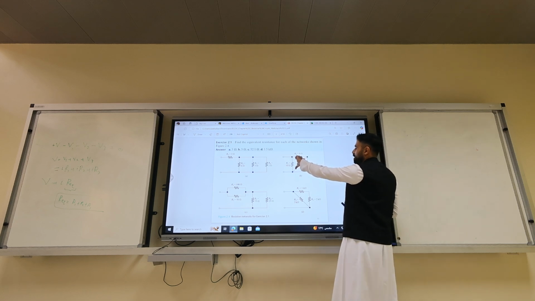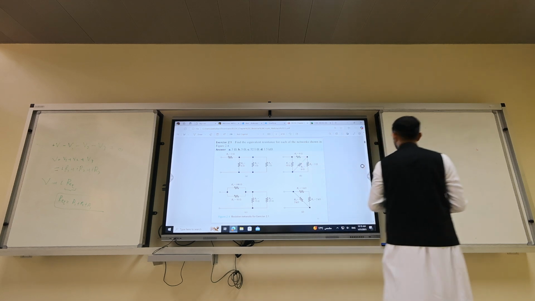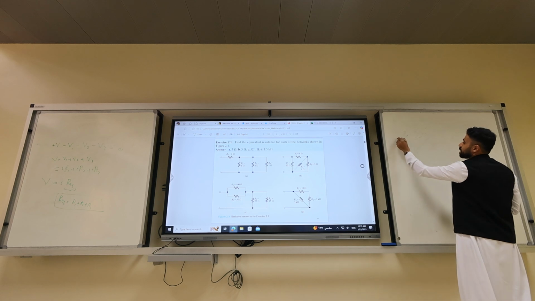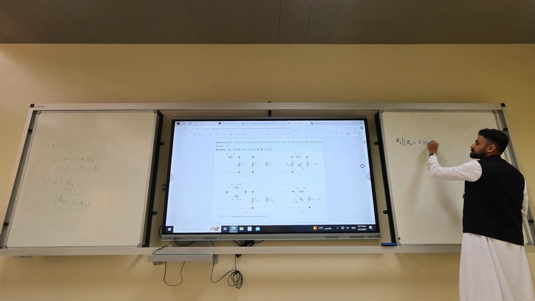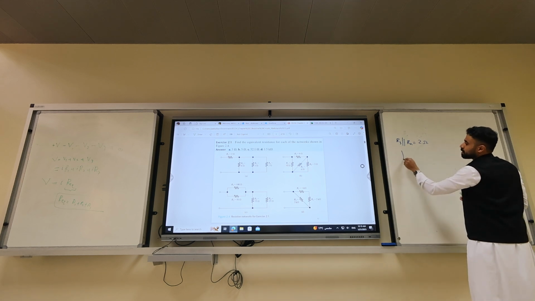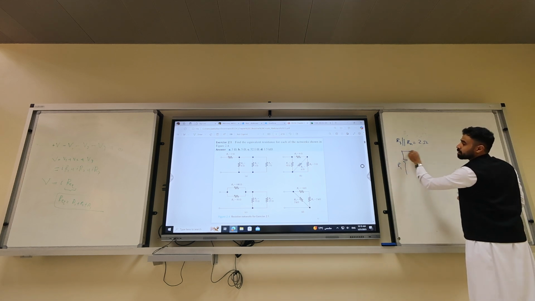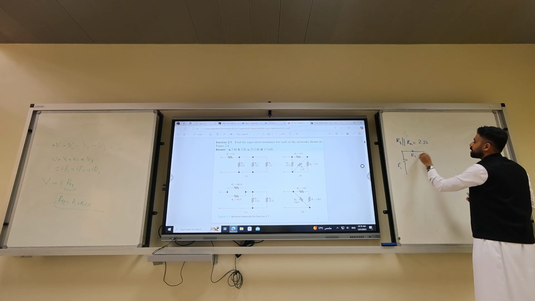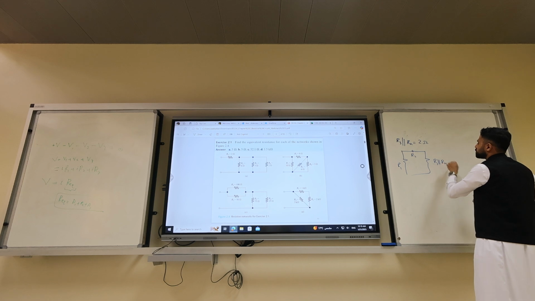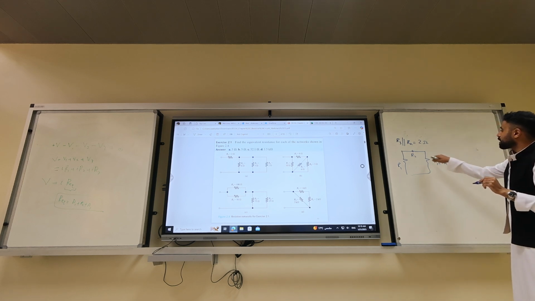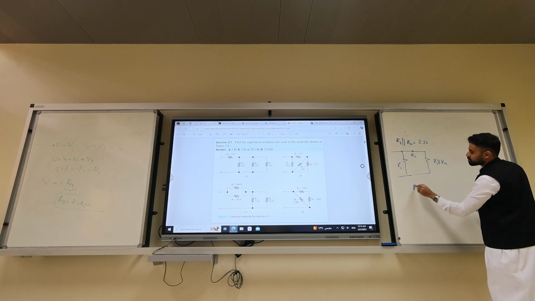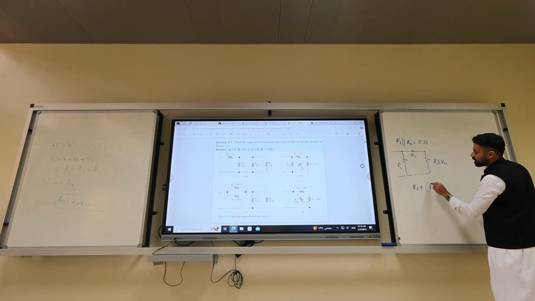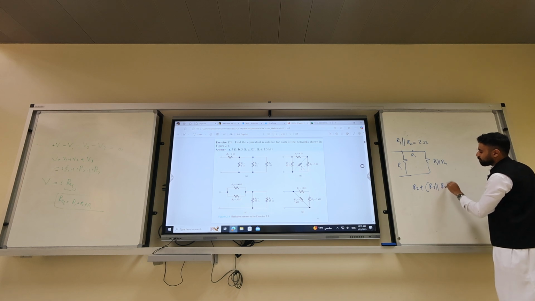So R4 in parallel with R3, how much did we get? 2. Are you sure? Yes. So R3 parallel with R4 equals 2 ohms. Now we have R1, R2, and then a single equivalent, which we call R3 parallel with R4. What's the relationship between R3 parallel with R4 and R2? Series. So we have R2 plus R3 parallel with R4.